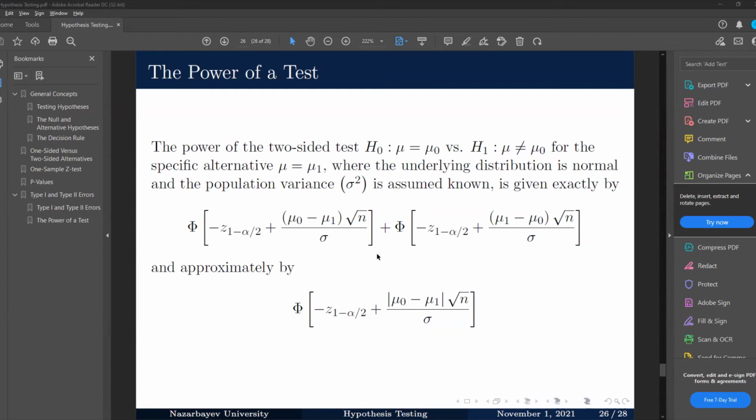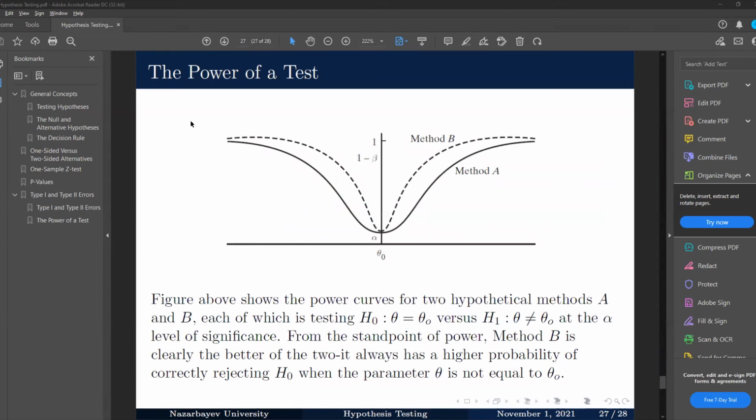And another reason is we can use the power of a test to compare different inference procedures. So we know that the power of a test depends on the value of the alternative mean in the alternative hypothesis, meaning that for different mu ones, we'll have different values of power. And usually we use power curves to compare different inference methods. And here on the y-axis, we have values of power, and on the x-axis, we have values of the parameter in the alternative hypothesis, starting at theta naught, the value of the parameter that is set in the null hypothesis. So from this graph, we can see that method B has a higher power for all values of theta, meaning that from a purely power standpoint, method B is a better one than method A.